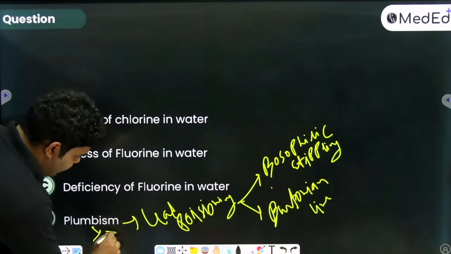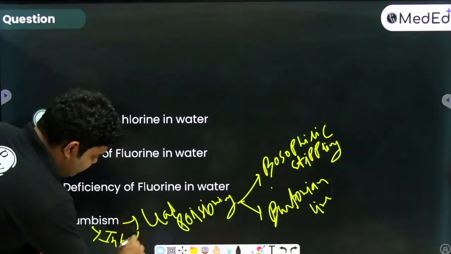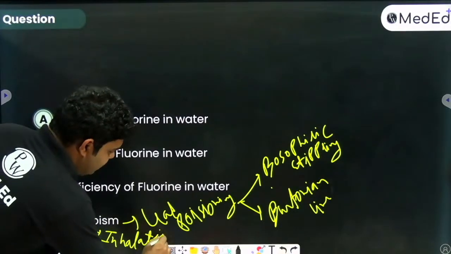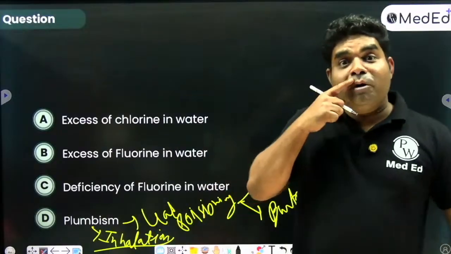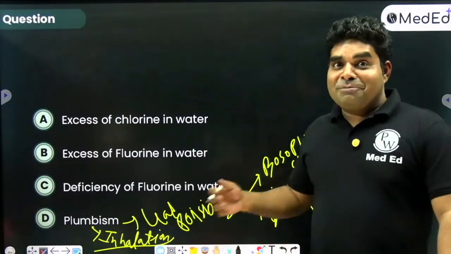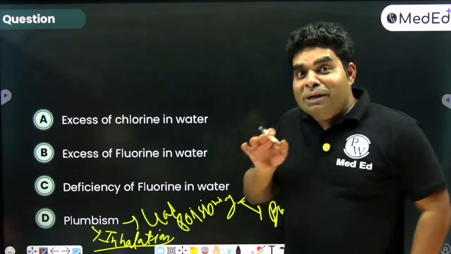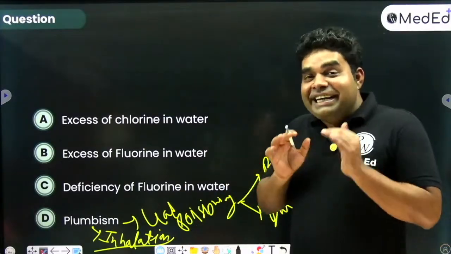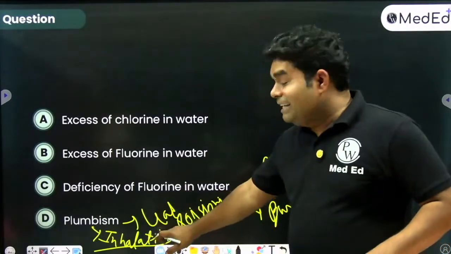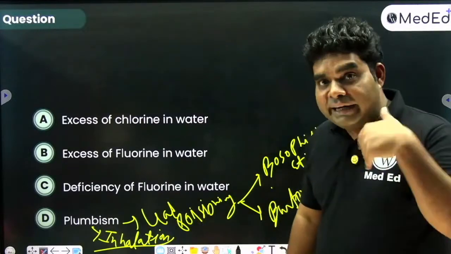So plumbism, why does it occur? Due to inhalation. I asked in one of the classes, a student said, sir, ingestion, by eating. I said, how? He said, sir, lipstick has lead, so ingestion will be most common. I said, brother, you are eating more lipstick, that doesn't mean the whole world is eating it. Ingestion is not the common route. Common route is inhalation because lead is also in many paints and all.